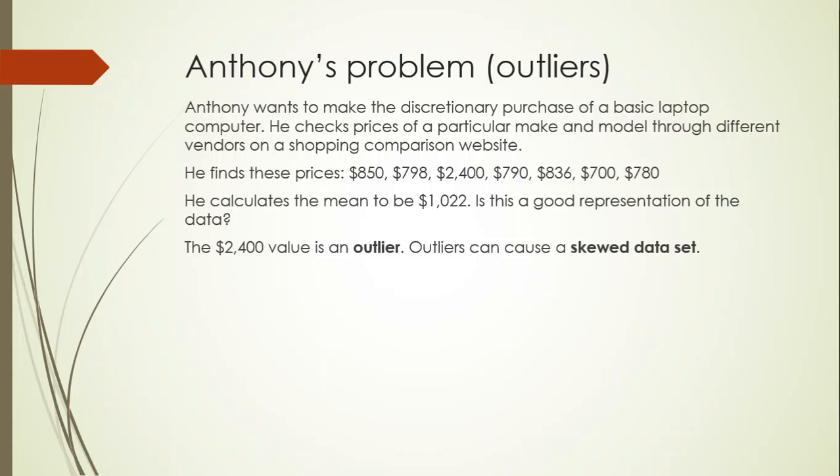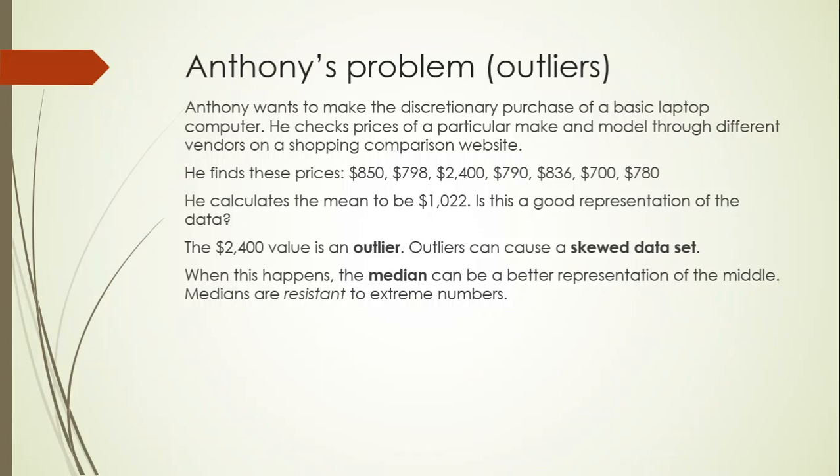No, it's not. This $2,400 value is what's known as an outlier. It skews our data set. So our average is going to be heavily affected by that 2,400. So that means that the mean and the median are going to be pretty far apart. So when that happens, the median is often a better representation of the middle, because medians are resistant to extreme numbers, and we'll see what that means in just a second.